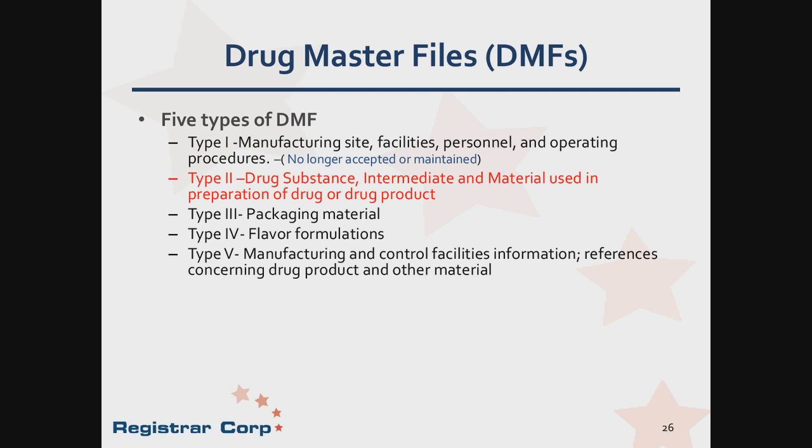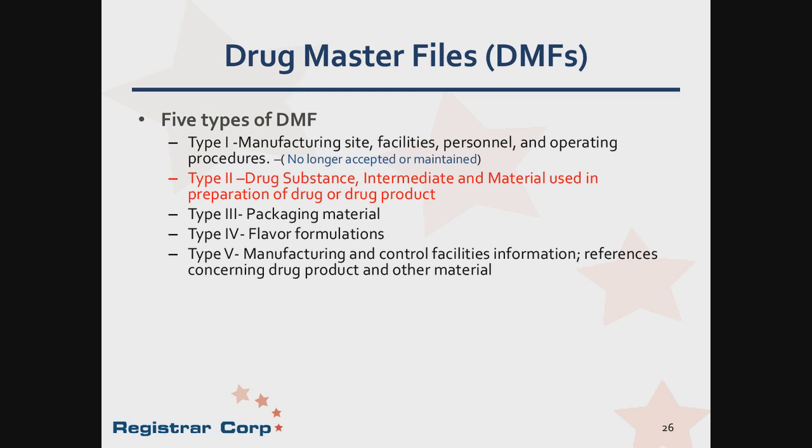Traditionally, there were five types of DMFs that FDA accepted. Type 1 is no longer accepted or maintained. It used to contain information about the manufacturing facilities, specific people, and specific procedures. Now this information may be provided either in a Type 2, Type 3, or Type 4, or, if not possible, then a Type 5 may be filed.